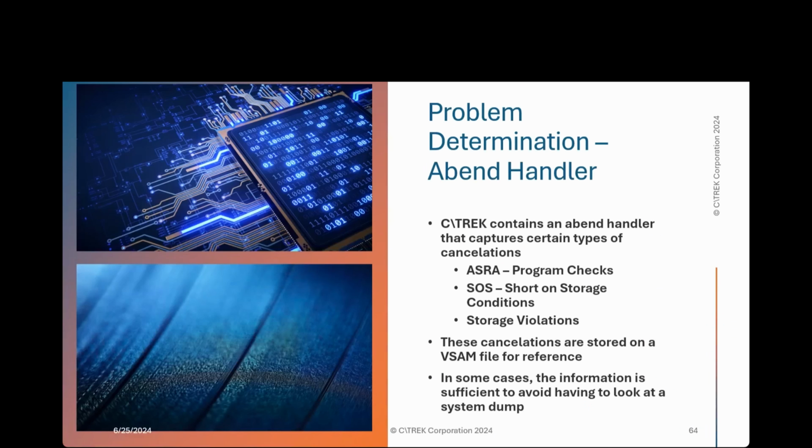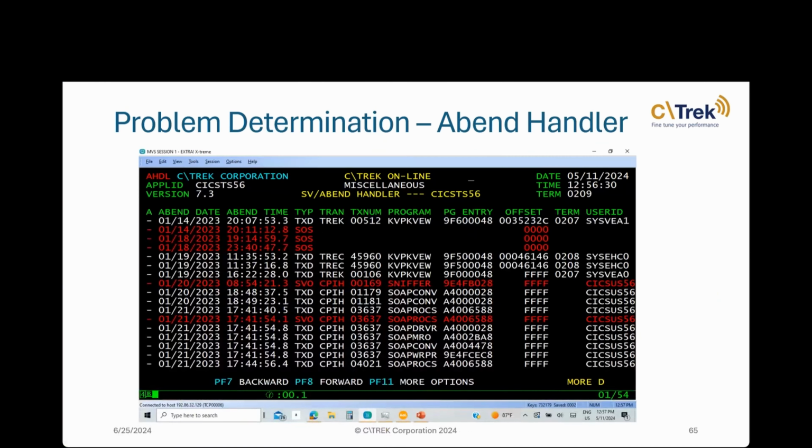These are the different things that we have. I just want to show you. I just went back to 2023 because we went back in history. We see all these in red were short on storage conditions. SVO is a storage violation, and we'll show you what's captured for each one of those.